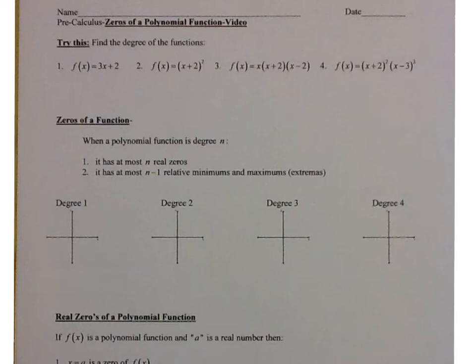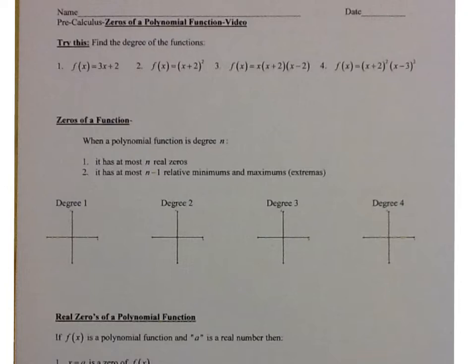Okay, so tonight what we're going to work on are finding zeros of a polynomial, and given the zeros of a polynomial, write the equation of the function. So I'd like you to put me on pause, do the try this, which is find the degrees of the polynomial, and then come back and check your answers.